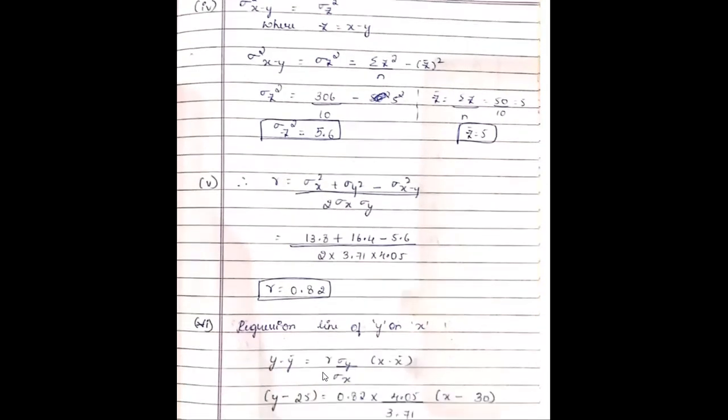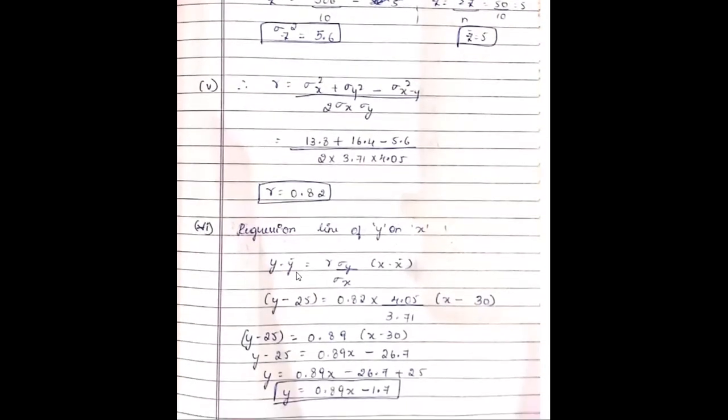So once you have the R value also, just go and replace in the regression line equation. So we are replacing it here. y minus y bar, which is 25, R is 0.82 we have found, sigma y is 4.05, sigma x is 3.71, x as it is, x bar is 30. These are all values we have found previously and I've just replaced them here. So the left hand side I'm keeping as it is, y minus 25. We'll try to simplify the right hand side. 0.82 into 4.05 by 3.71 is 0.89 using the calci, and then multiplied by x minus 30.